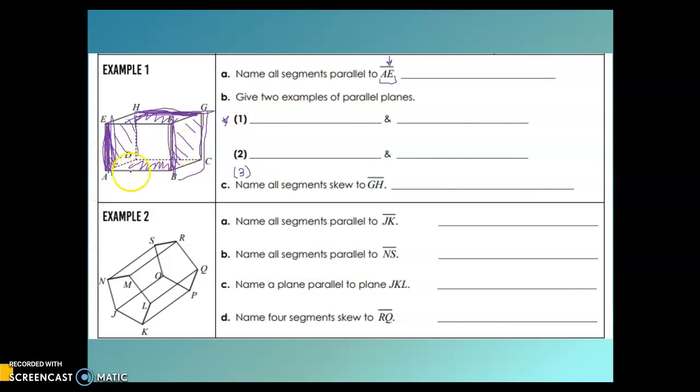And then I have some running front to back this way. AG is never going to cross GH. And BC is never going to cross GH. So I had 4 segments that are skew to GH. In our second example, let's go ahead and take a look at that and do the same thing. I'm actually going to have you pause the video and see if you can do number 2 on your own. We'll check the answers together in class, so make sure you have something written down there using proper notation. Go ahead and pause the video and do example number 2 now.